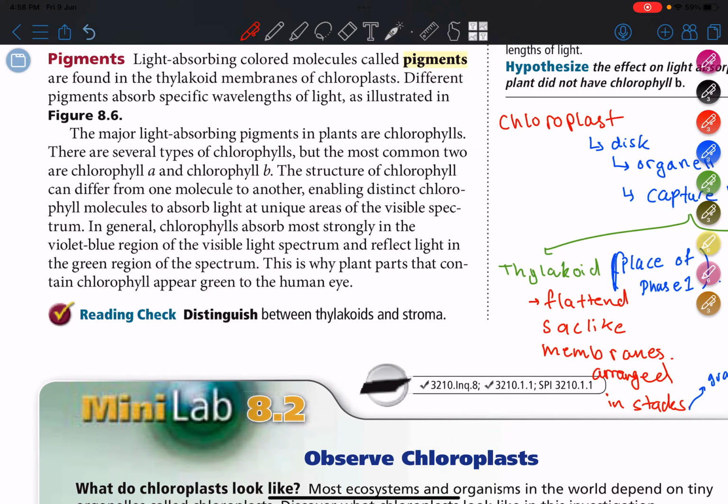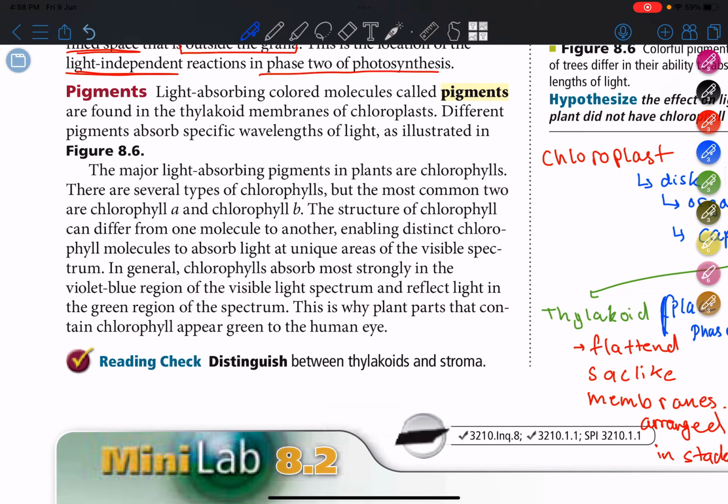Now, we have pigments, something called pigments. Let's look at pigments for a little bit. So pigments are light-absorbing colored molecules. They're called pigments. Where are they found? It's very important.